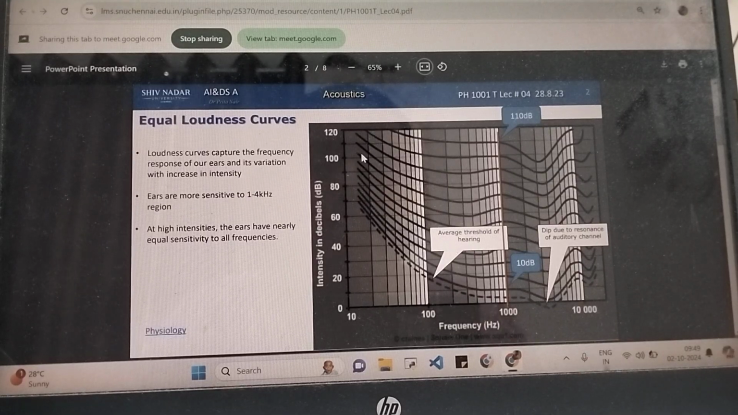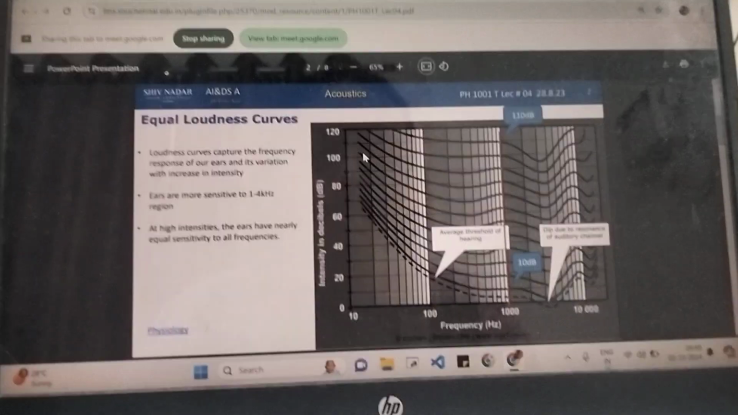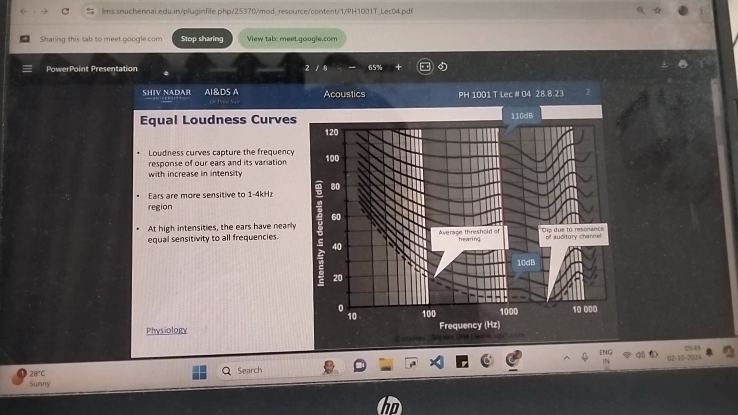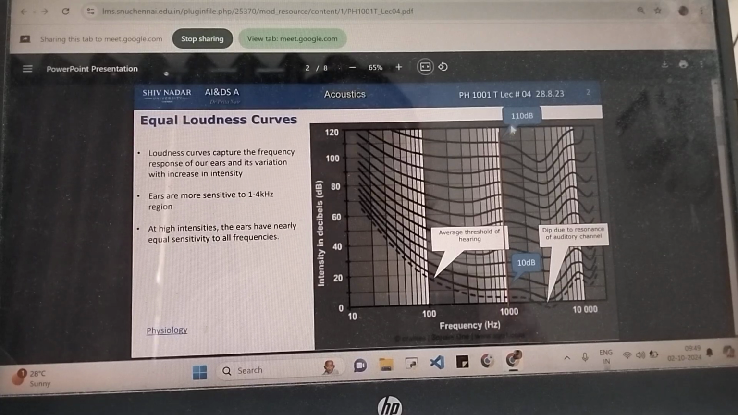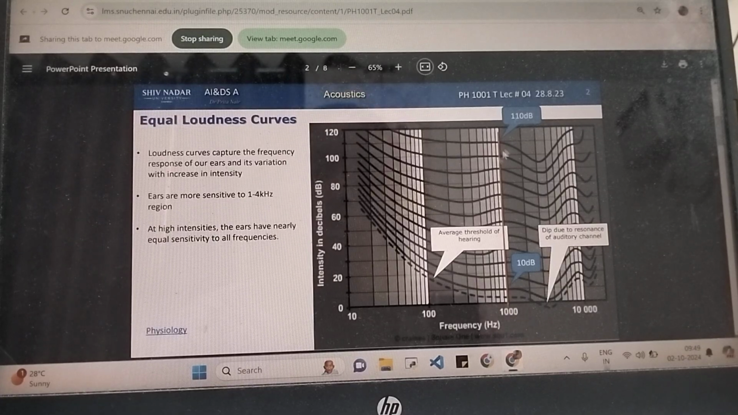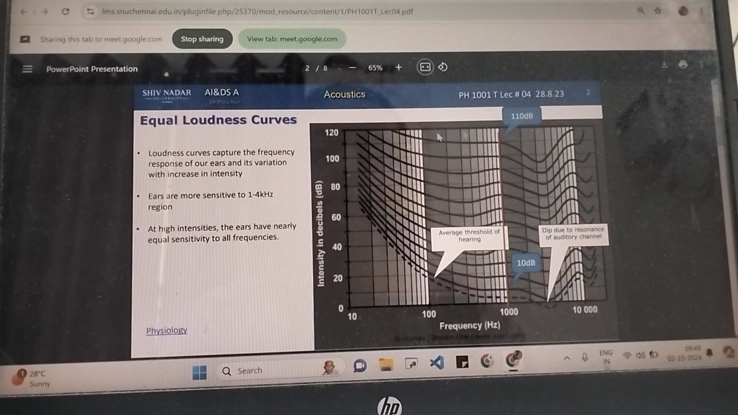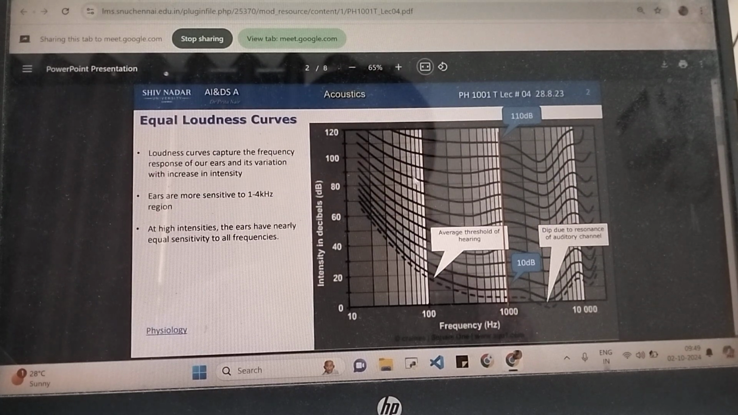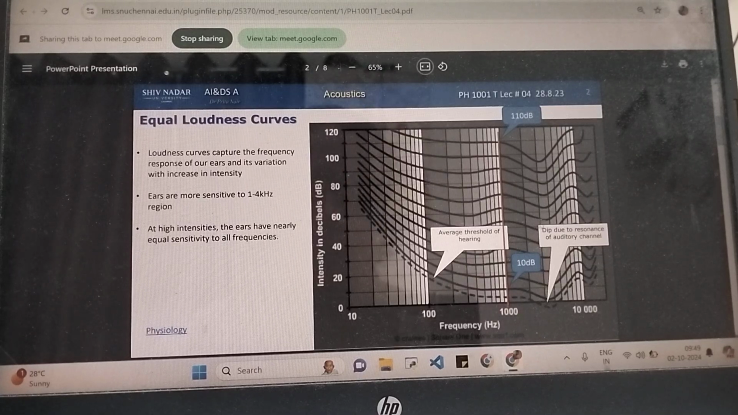So that is one thing. The next thing is around the 1000 to 4000 hertz range, there is a dip in this curve at every intensity level. What does this mean? If my sound lies in the 1000 to 4000 hertz frequency range, I can hear it even at lower levels than the other regions. So this basically, one curve represents one sound wave. So if it belongs to this frequency region, I can hear it even at lower loudness levels than normal.